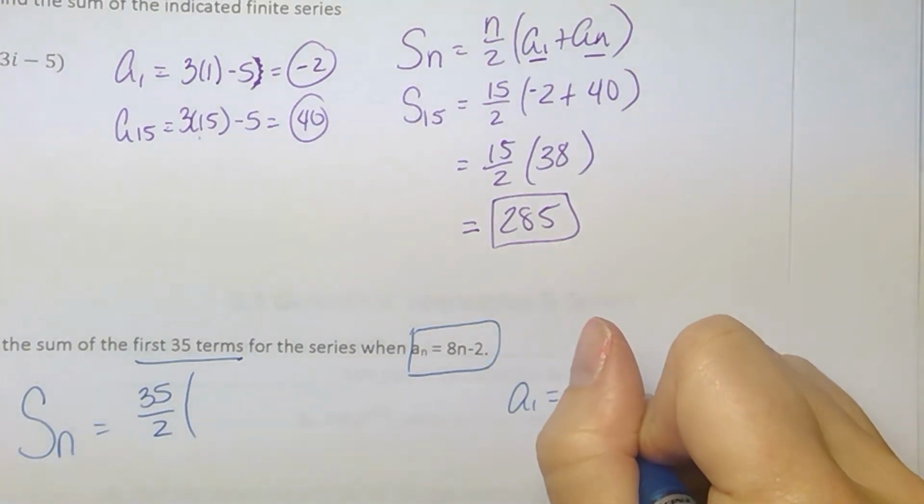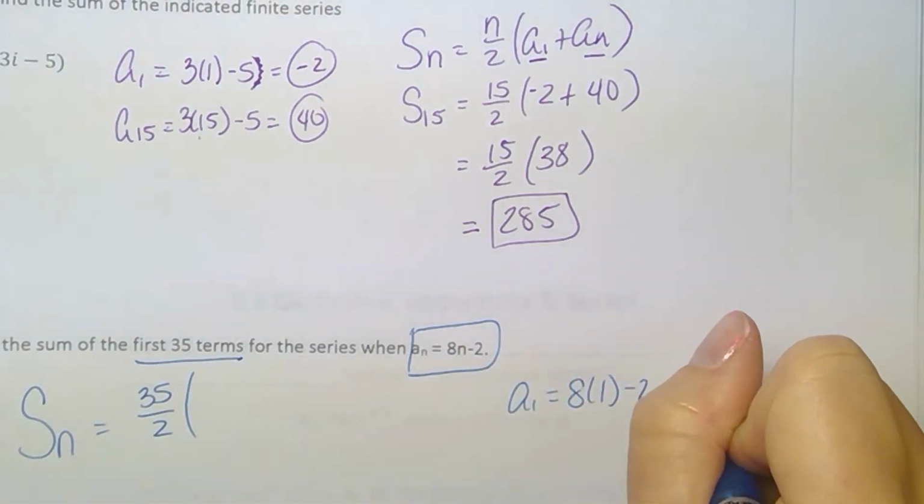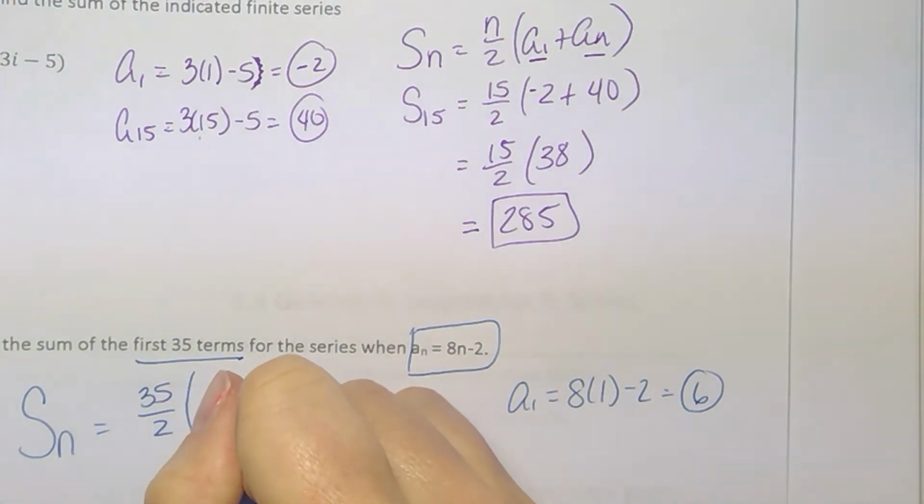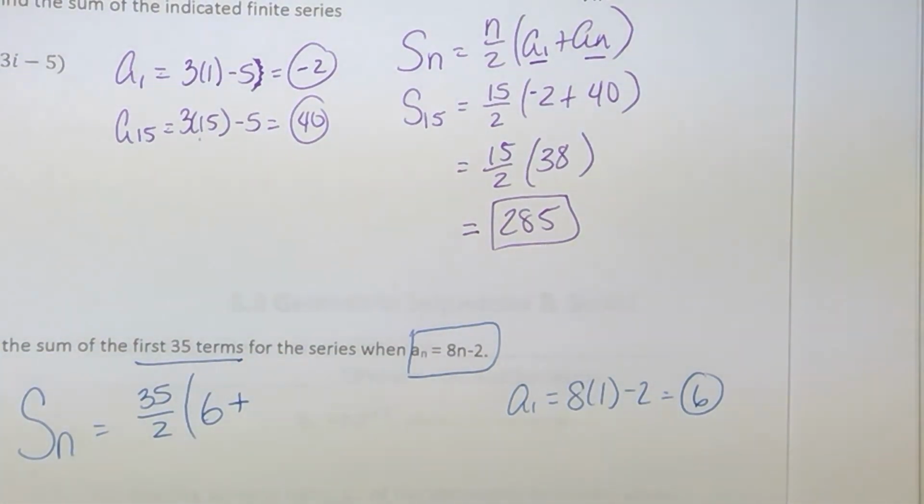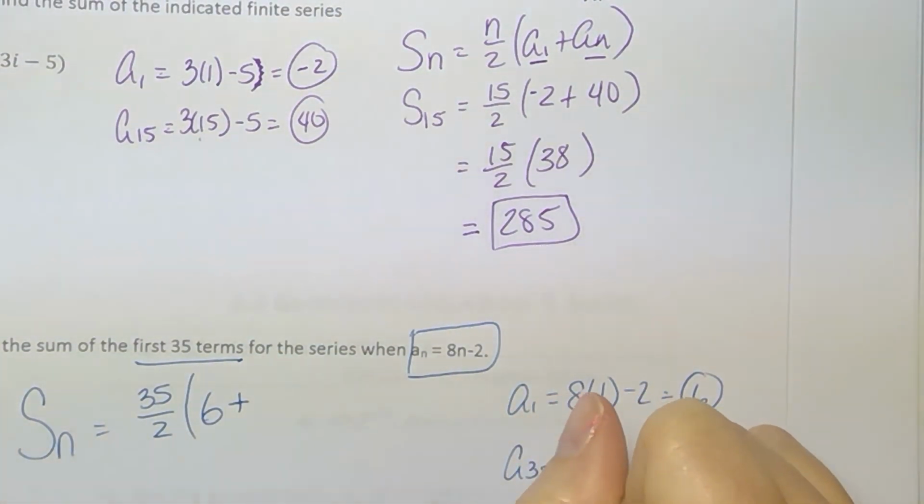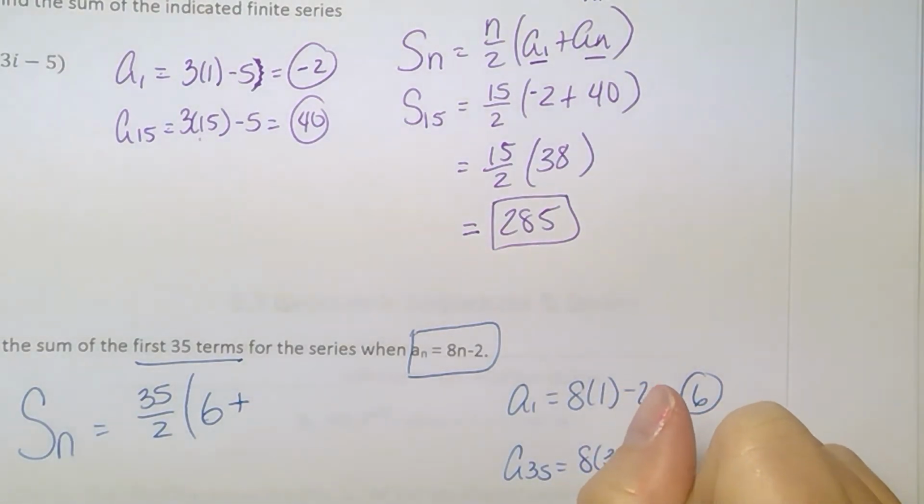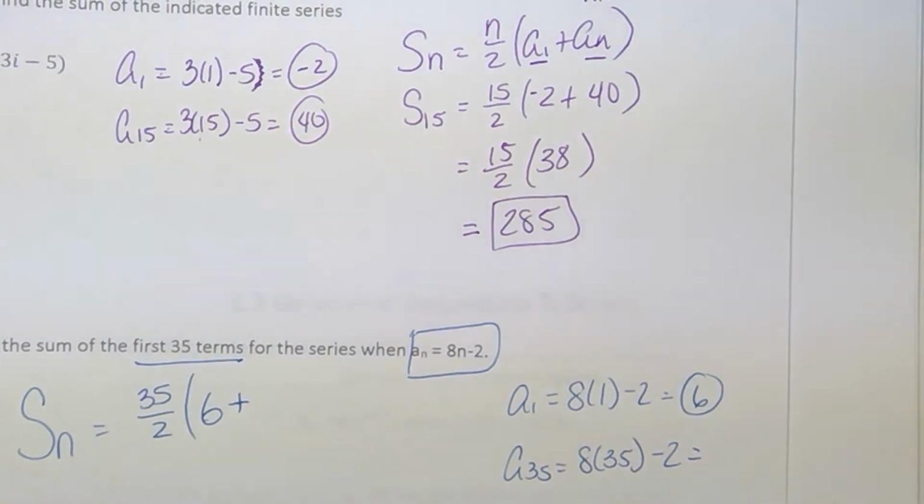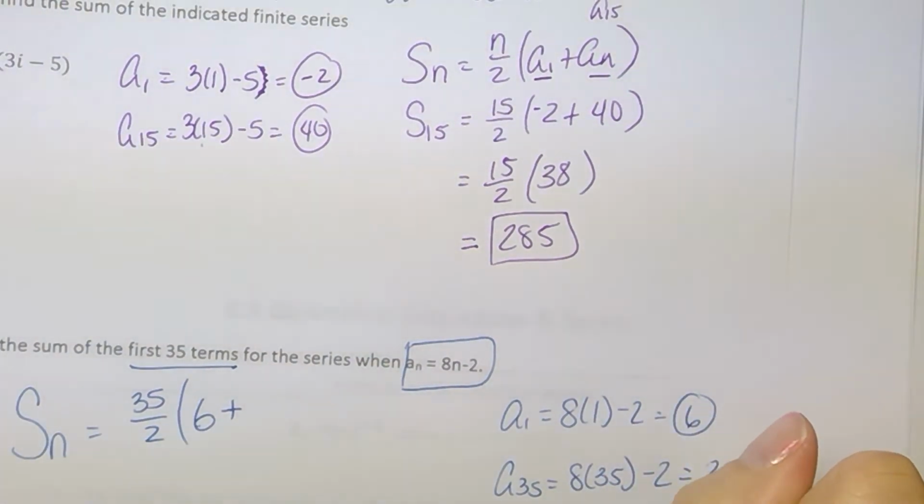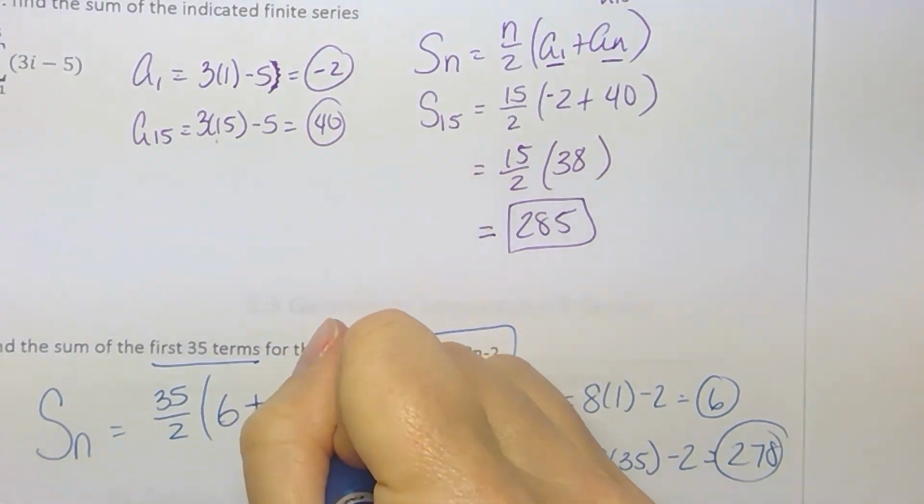My first term is 8 times 1 minus 2, or 6. My 35th term is 8 times 35 minus 2. I'm going to have to pull out the calculator for that. 8 times 35 is 280, minus 2 comes out to be 278. So I plug that in there.